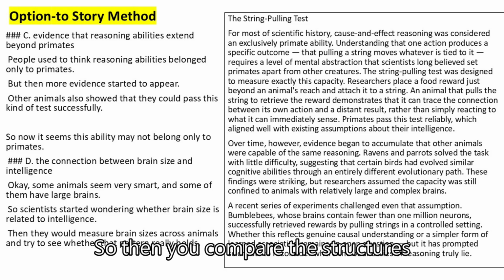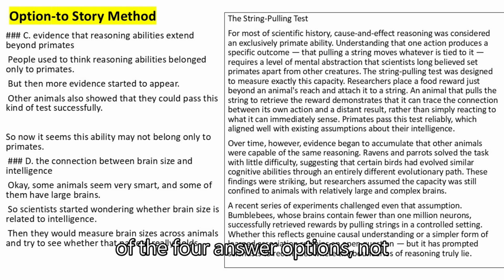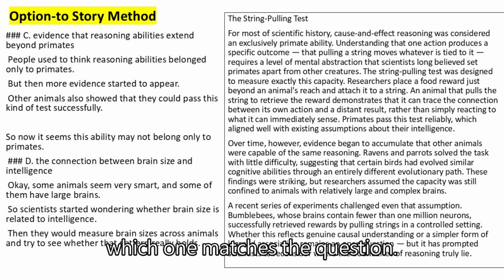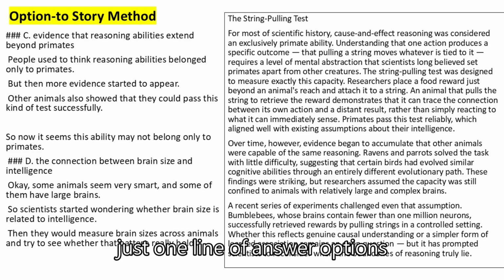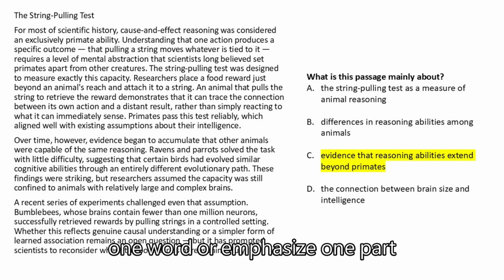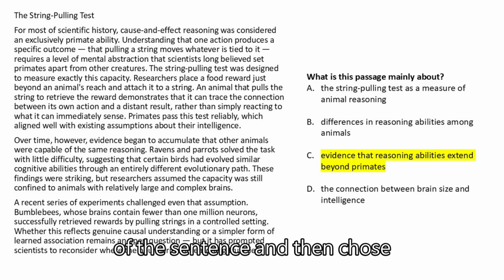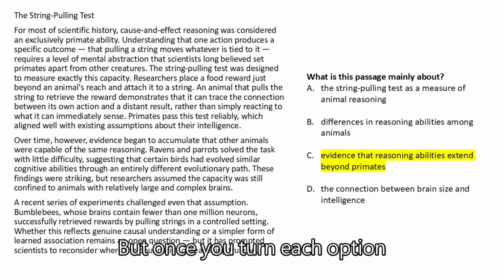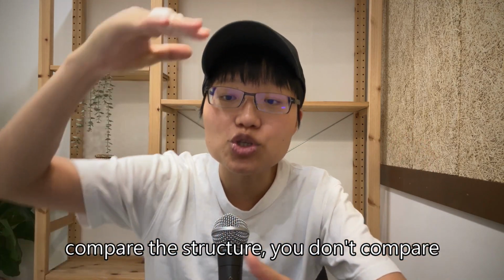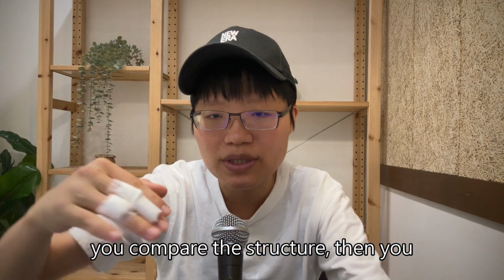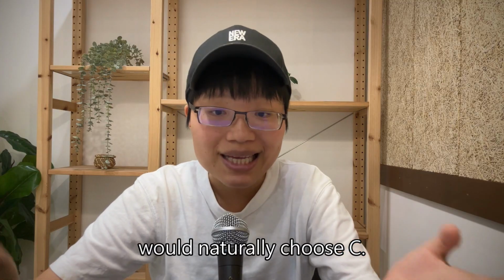So then you compare the structures of the four answer options. Not the exact wording, but the structures. Which one matches the question more? The thing is, when you read just one line of answer options as one compressed line, the meaning is often not very clear. You can get pulled in by one word or emphasize one part of the sentence and then choose A or B instead of C. But once you turn each option into a little talk and then compare the structure, you don't compare whether one single sentence exists, but you compare the structure, then you would naturally choose C.